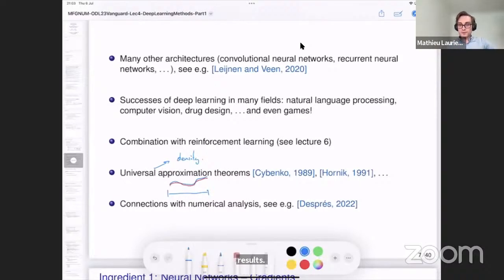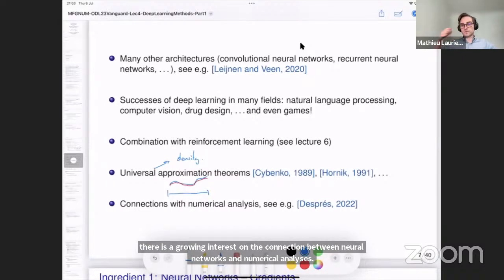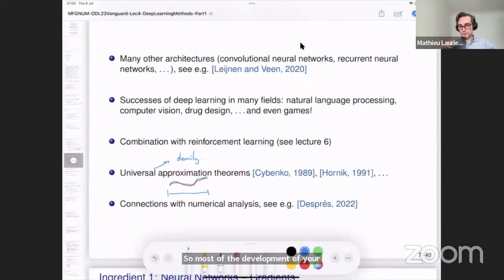There is a growing interest in the connection between neural networks and numerical analysis. Most of the development of neural networks is done, let's say, empirically, mostly. But recently, there is more and more interaction between neural networks, deep learning, and numerical analysis. For example, this book by Bruno Desprez, where he really makes some connections with classical numerical analysis.